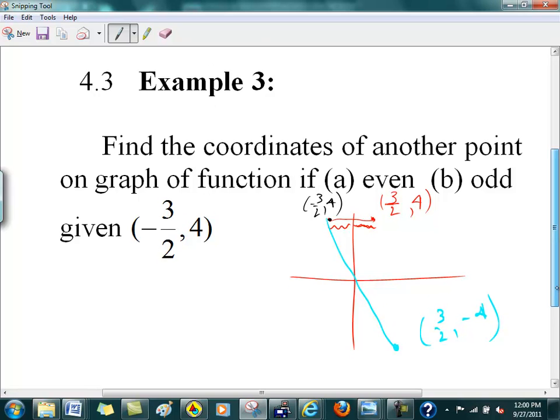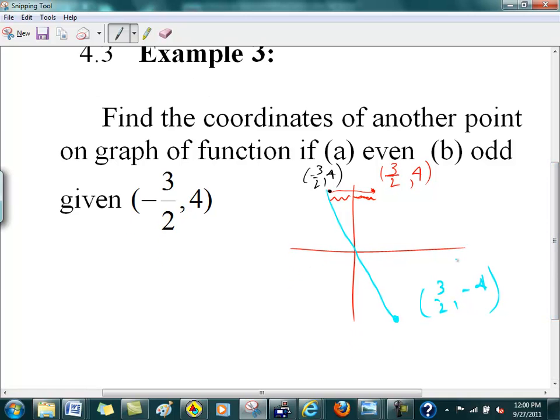And what about if it's symmetric in the x-axis, okay? There's no term for it. It's not like even or odd or anything like that. But what if I told you it's symmetric in the x-axis? Then what would the coordinates be? Fantastic.